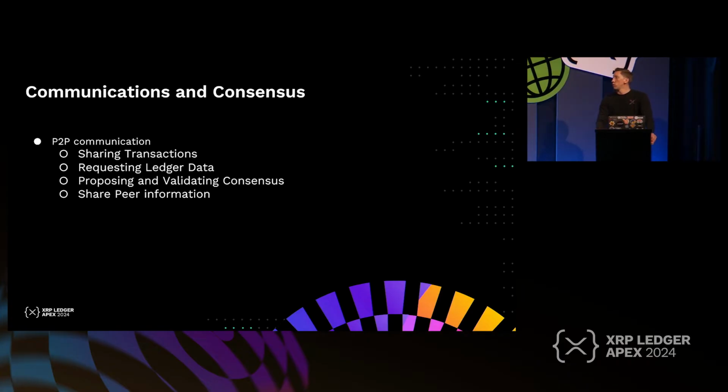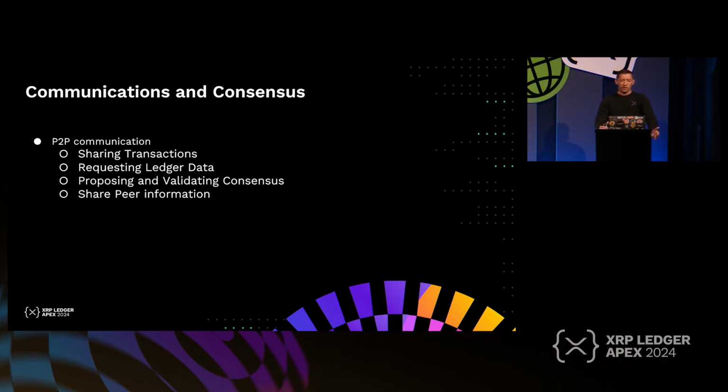This is also important when you first boot up your node because it needs to actually pull the first ledger, the most current ledger that is validated, so it knows the active state of the network. We share proposals and validations during the consensus process. And we also share peer information as we discussed in the gossip protocol.